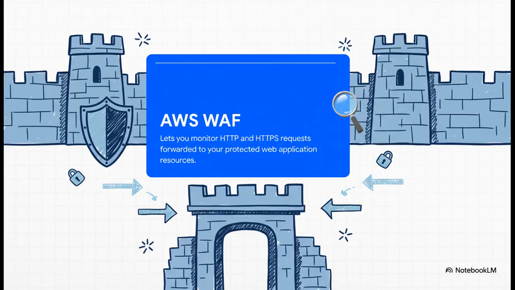So what is it really? At its heart, AWS WAF is a filter, a very, very smart filter. It just sits right there in front of your app, and it inspects every single web request, every GET, every POST, and then it decides, is this legit or is this malicious? And it makes that call long before it can do any harm.